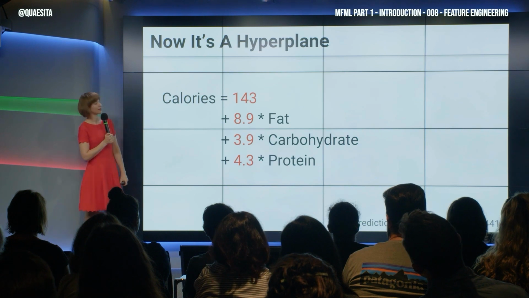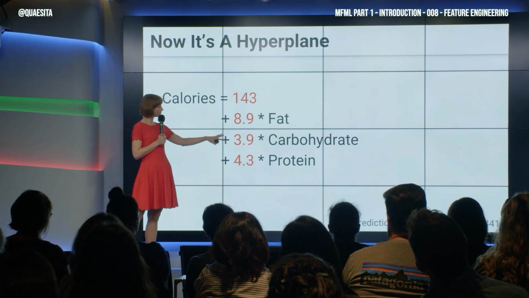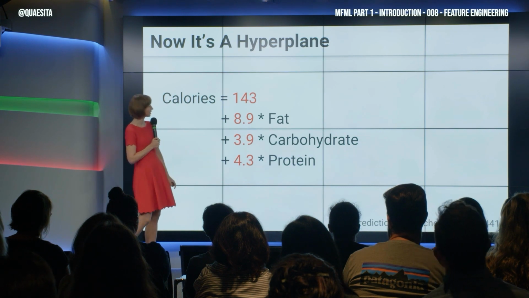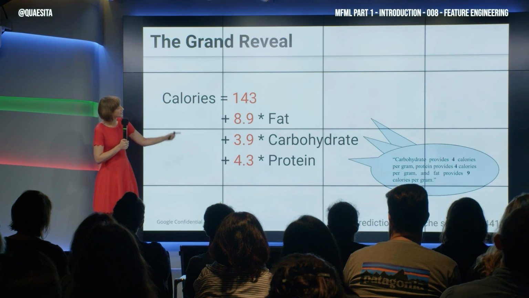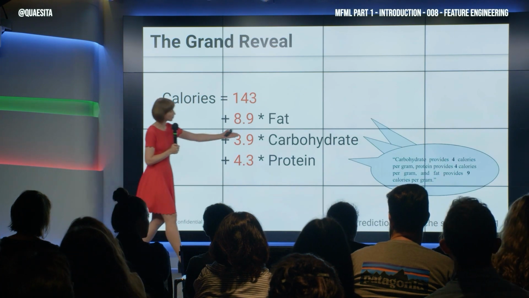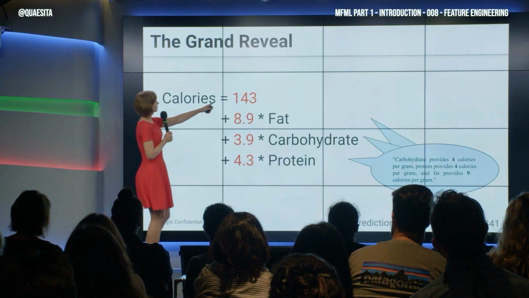And there you go. How did we do? 9, 4, 4, something like that. Looks pretty good to me. The FDA, by the way, confirms what you say. This is a quote from their website: carbohydrate provides 4 calories per gram, protein 4, and fat 9. So very good general knowledge. What on earth is this 143 thing?